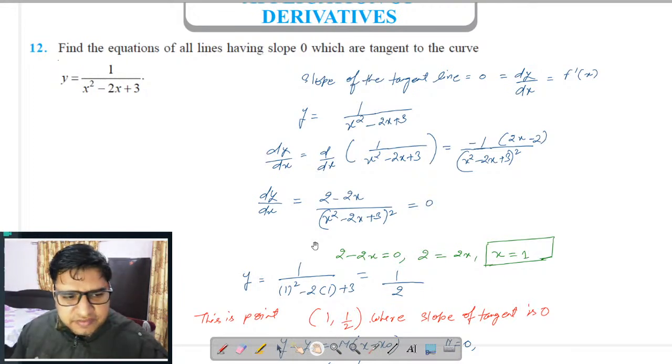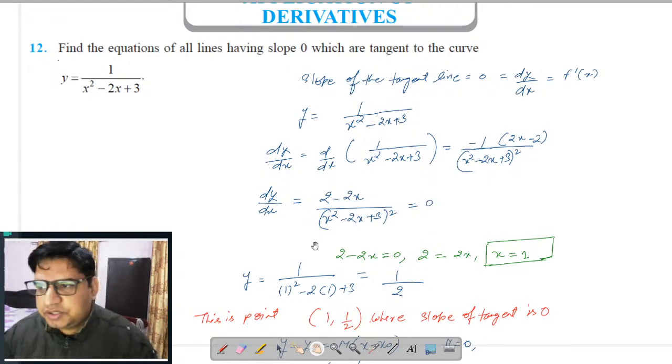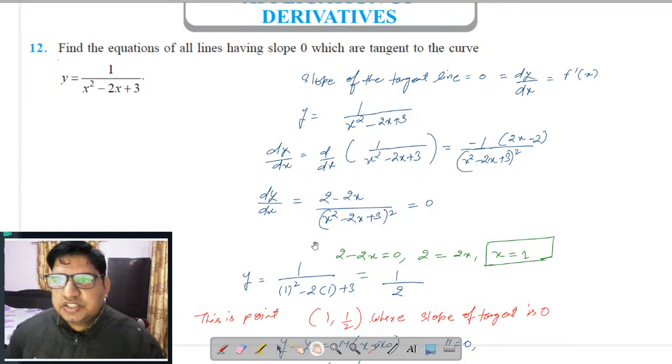Okay, so if you have any difficulty in solving this type of question, please let me know, and let's move on and try to solve one more question from the same topic. Okay, so guys, let's move on. Let's see how it goes.